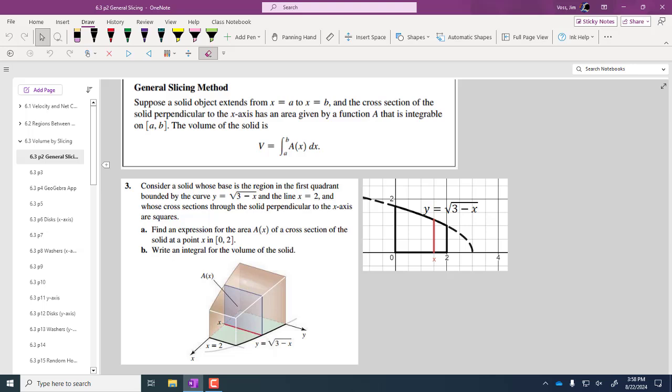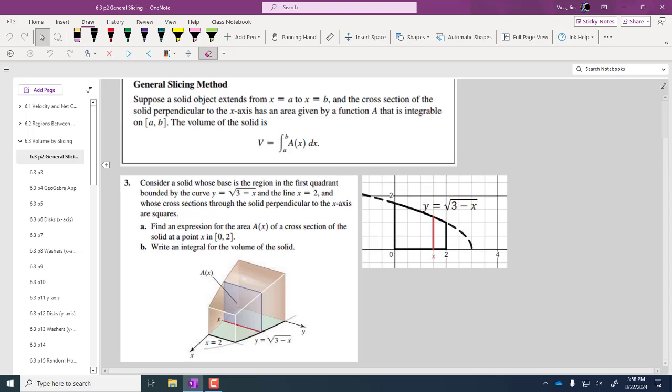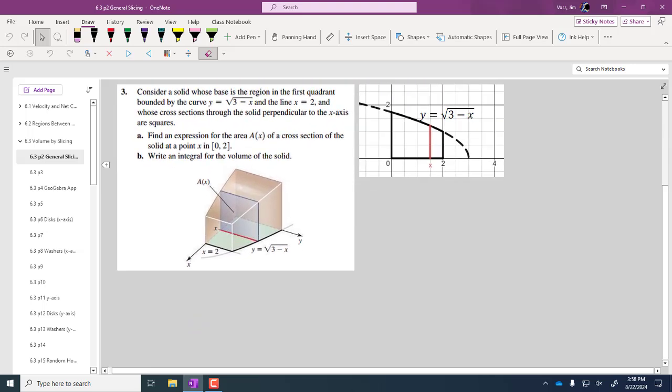So we call this the general slicing method. We're slicing our solid object right down perpendicular to the base of the object. So there we go, there's our object. And it at least appears that each of the cross sections is a rectangle. It appears like it might even be a square. It's hard to tell exactly. It doesn't really matter. So let's go ahead and look at this cross section.